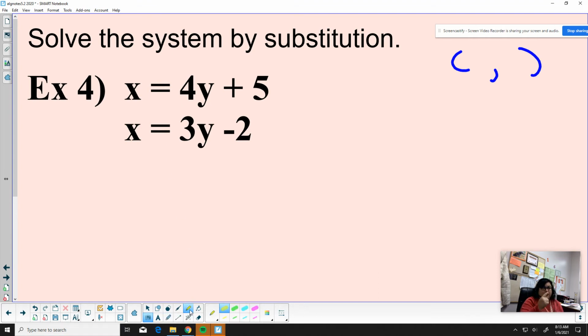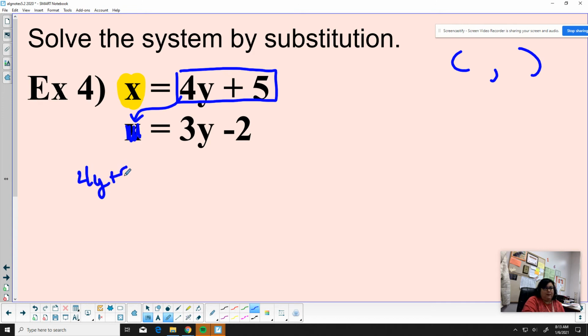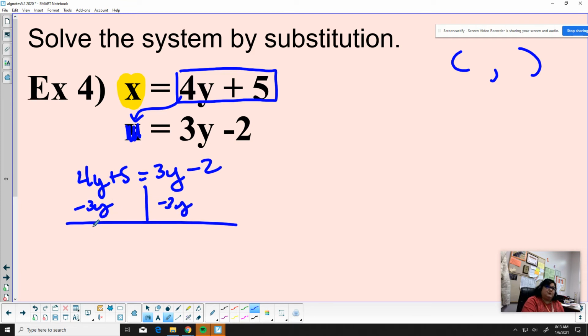Okay, so on number 4, you had a choice. You could either plug this in here or this in here. I'll just do the top one. So x is already solved, so I'm going to take this, and in the other equation, I'm going to find the x, and in its place, I'm going to put that box. So 4y plus 5 equals 3y minus 2. So I'm going to subtract 3y on both sides.